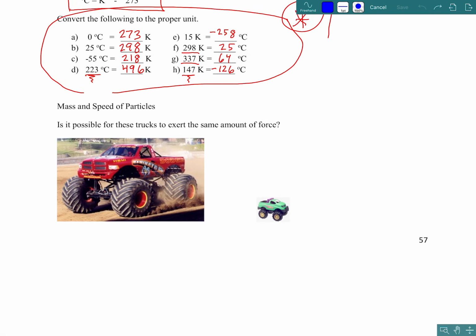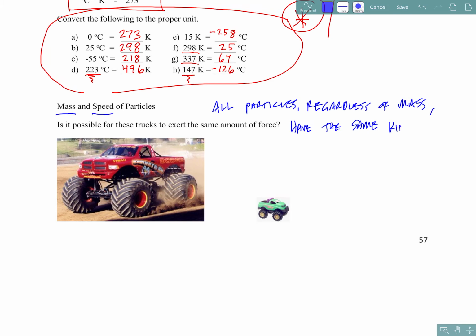All right, kiddos, let's talk about how the mass of a particle relates to its speed or its velocity. It turns out that all particles, regardless of their mass, have the same kinetic energy. What does that mean? All particles, regardless of mass, have the same kinetic energy.